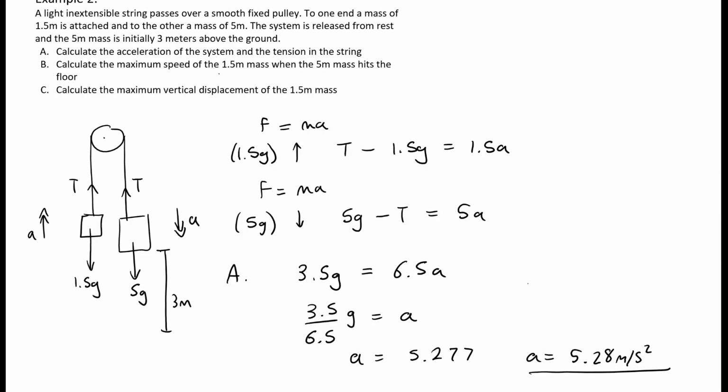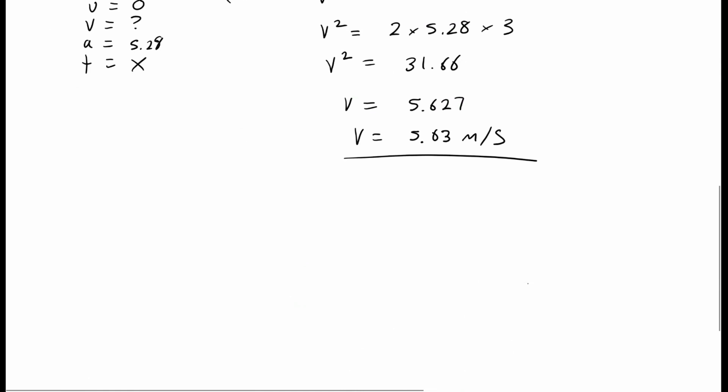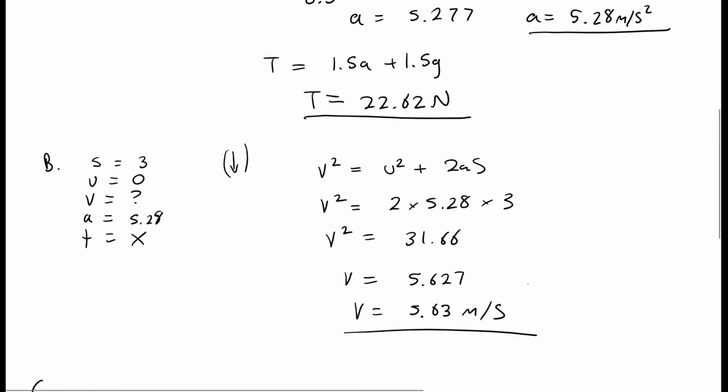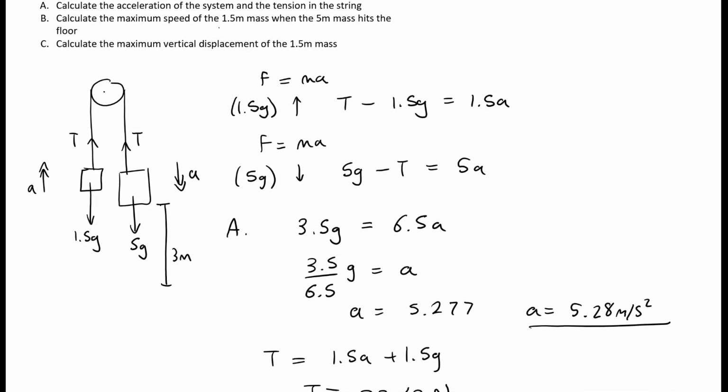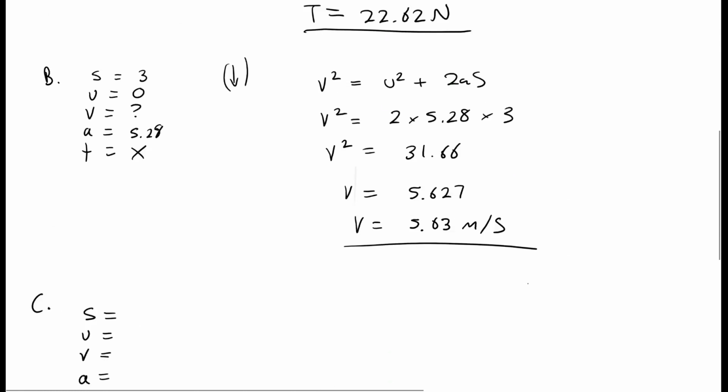Finally, calculate the maximum vertical displacement of the 1.5 m mass, which is part C. So again, this question is also a SUVAT question. We can tell this because it says the max, it refers to the displacement. And again, this is a constant acceleration situation. So we should put in what we know.